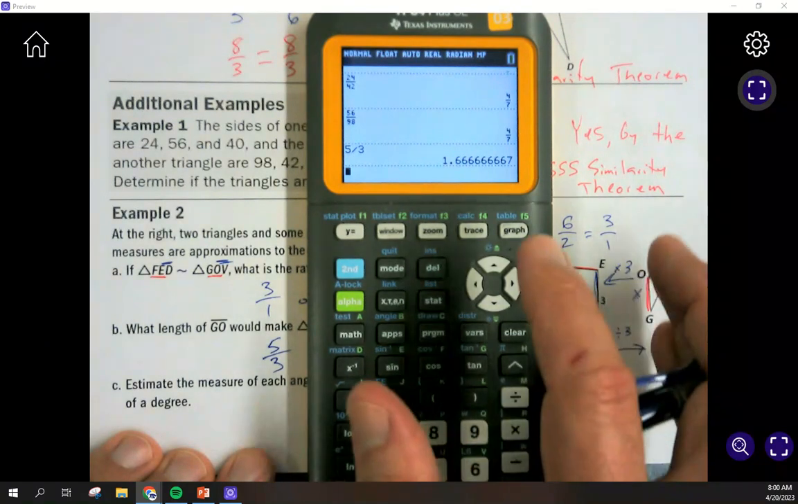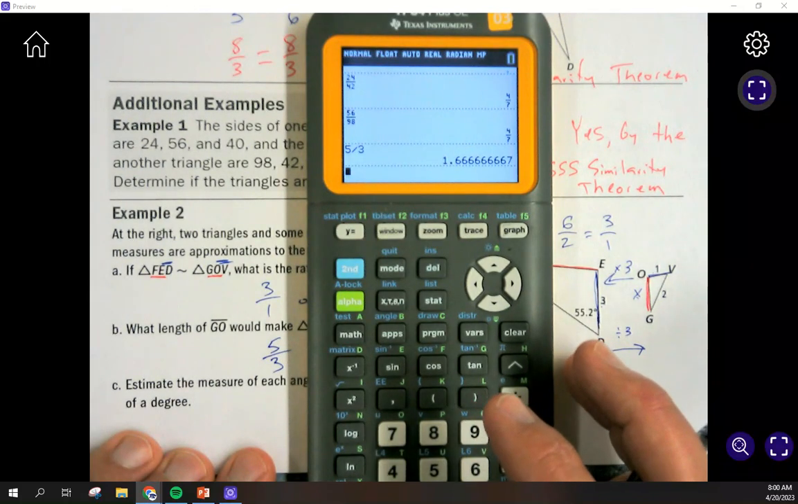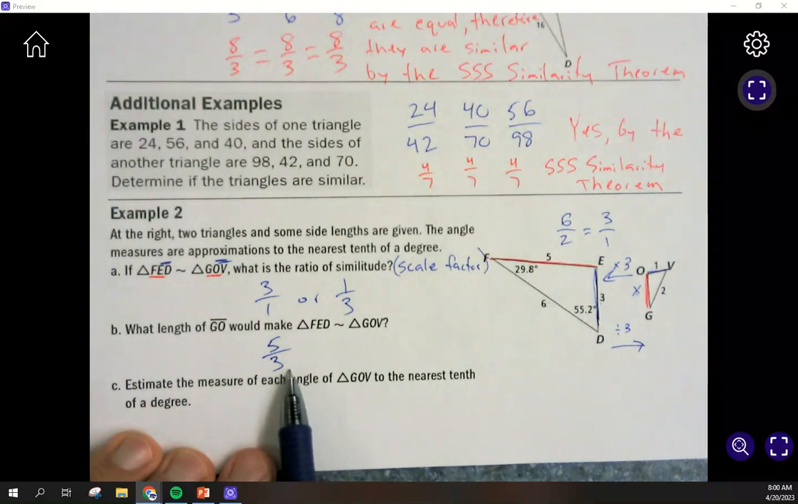We need to recognize that. But I wouldn't write my length here as 1 and 2/3. We kind of stay away from those mixed numbers. Just leave it as an improper fraction. 5 over 3 is just fine.